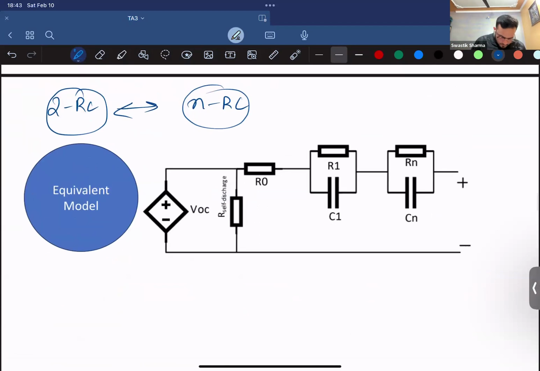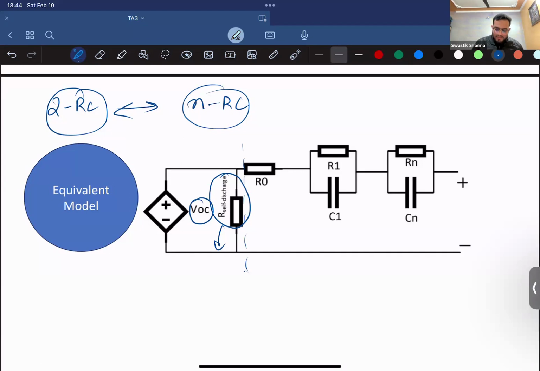This R self discharge is generally for when your battery is not functioning. If it's switched off, this whole part of it, the second side, is cut off. So the loss which is happening in the battery is due to the self discharge loss of the battery. OC is generally the open circuit voltage, that is how much power it can supply at any given point of time. As you can see, it's a dependent source. It depends on a particular quantity.